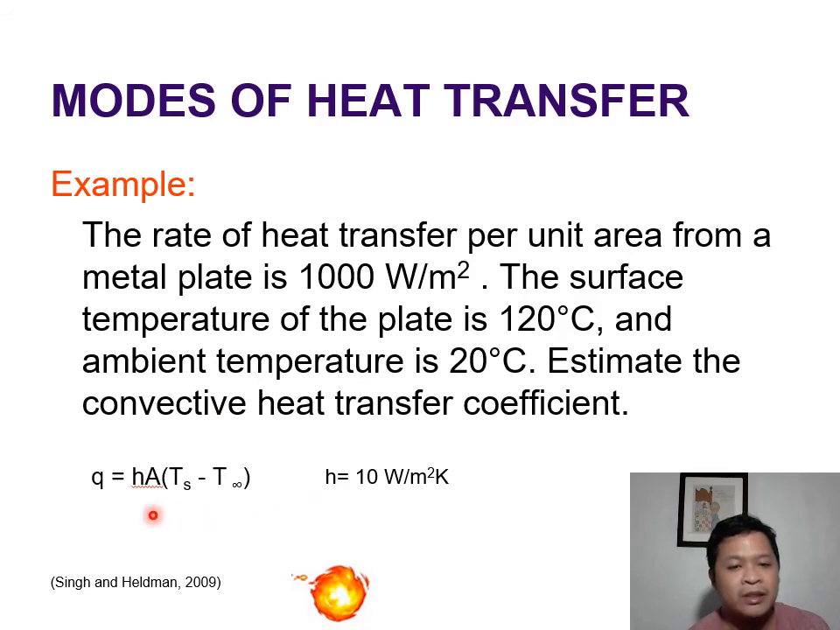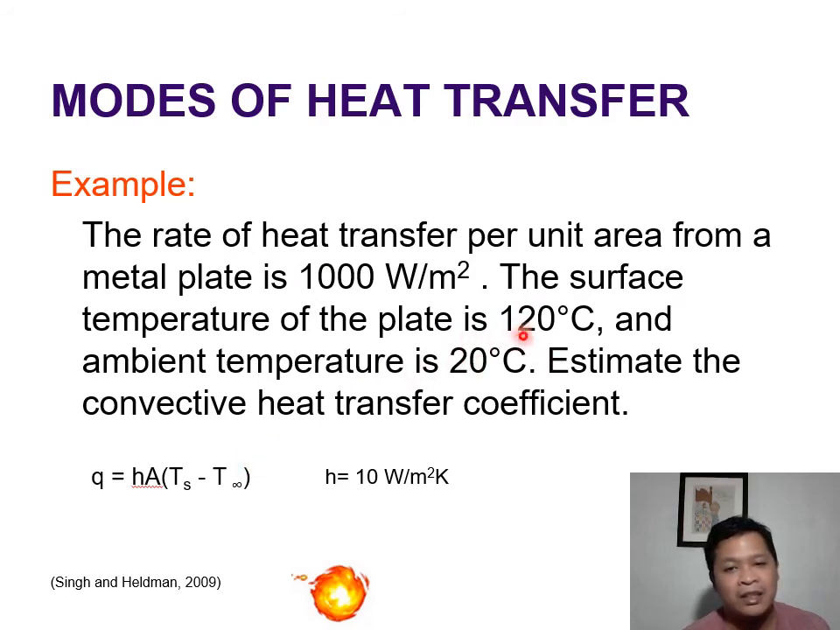So we'll use this equation, Q is equal to hA delta T. 120 degrees is the Ts, temperature at surface, and 20 degrees is T infinity, or the ambient temperature in that area. Okay, the rate of heat transfer per unit area is actually Q over A. So Q over A equals h delta T, no? So to get the convective heat transfer coefficient h, we simply divide this by the difference in the temperature.